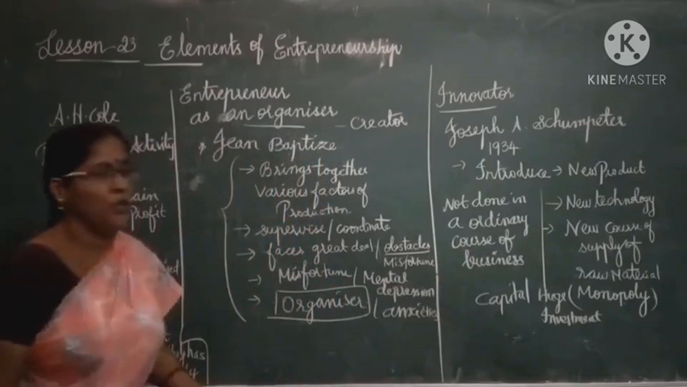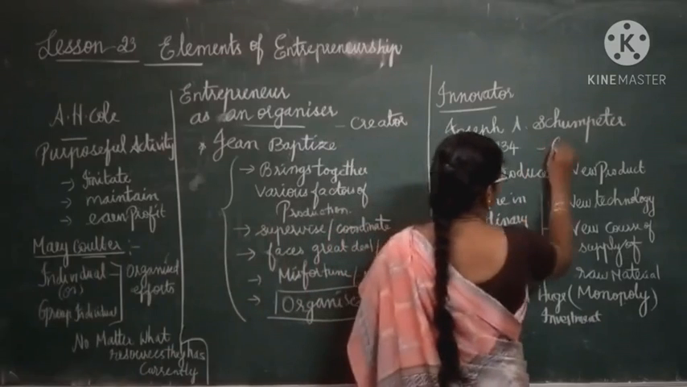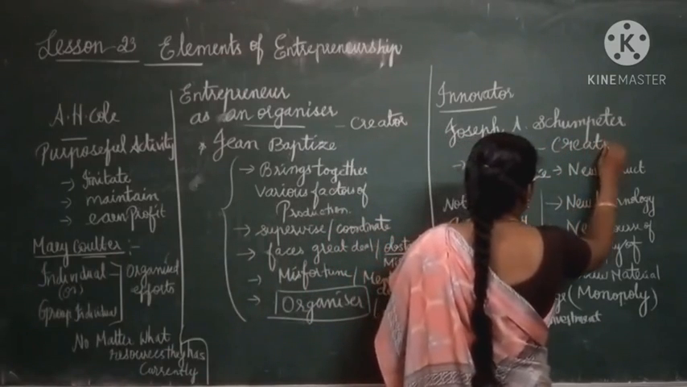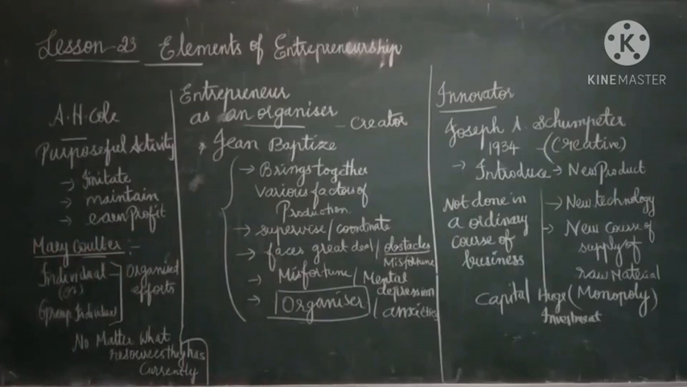Then let us move on. So many authors have given so many definitions. Let us see them one by one. According to Joseph Schumpeter, entrepreneurship is essentially a creative activity. He is going to create, because a new product is going to come. It is very creative. Creative means new. It consists of doing such things as are generally not done in the ordinary course of business.